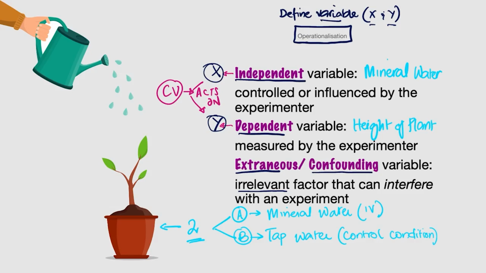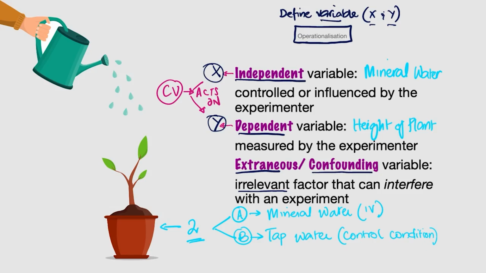So one plant is going to receive mineral water, which is your independent variable, which is part of your hypothesis that mineral water, your independent variable, is going to make your plant grow faster. The height of the plant that receives mineral water will grow faster, right? But faster than what? That's why you have to have this plant, the second plant, B, which receives tap water, your control condition.